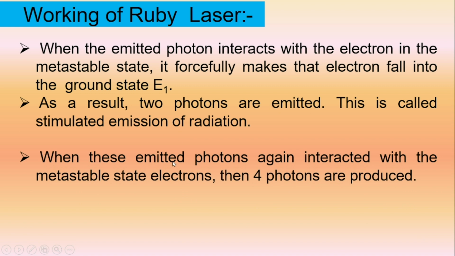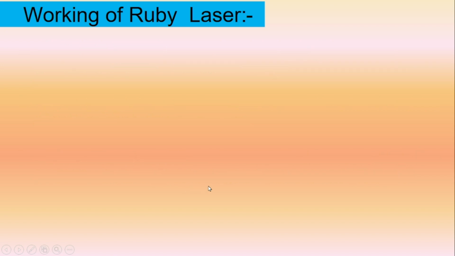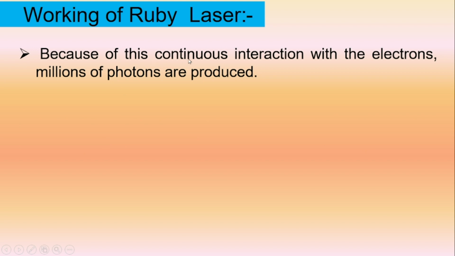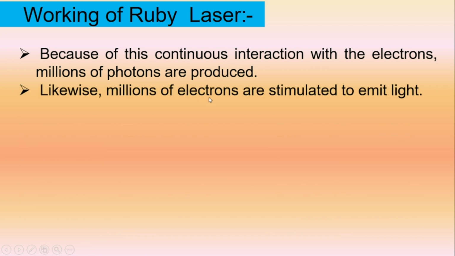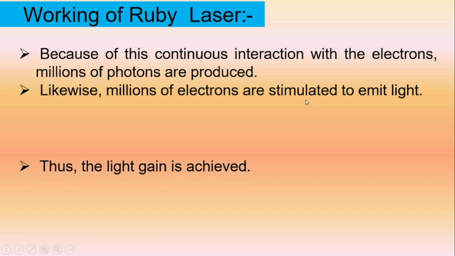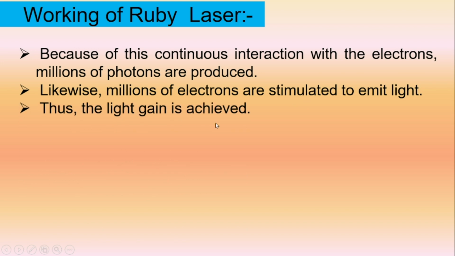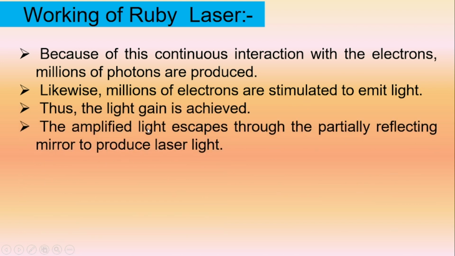When these emitted photons again interact with the metastable state electrons, four photons are produced. Because of this continuous interaction with the electrons, millions of photons are produced. Likewise, millions of electrons are stimulated to emit light, thus the light gain is achieved, and the amplified light escapes through the partially reflecting mirror to produce laser light. This is the working of ruby laser.